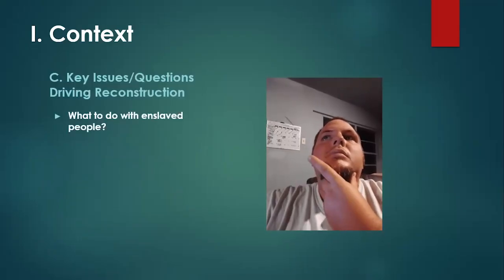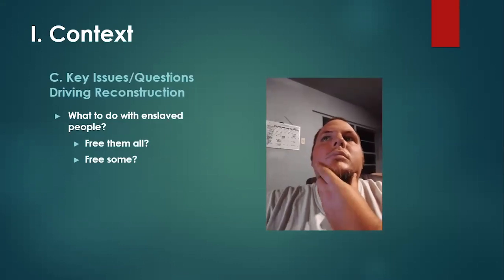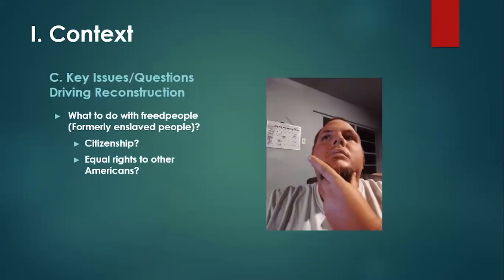Okay. One was what to do with enslaved people. Right. As we suggested, a key component of the Civil War was slavery. And by the end of the Civil War, as we'll see, some enslaved people were already being freed. So the question stood, should they all be freed? Or should maybe certain numbers of enslaved people be freed? Should it be a gradual process? Should it be instant? All right. And then from there, once enslaved people are freed, should they be granted citizenship? Do they have equal standing to other Americans?